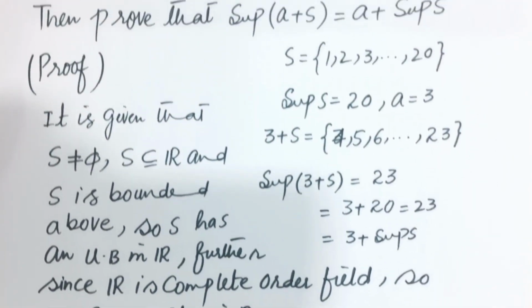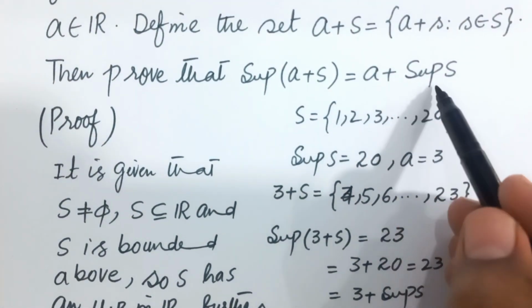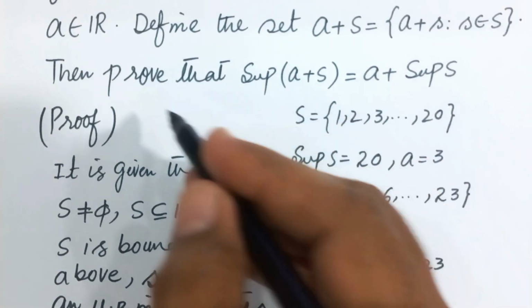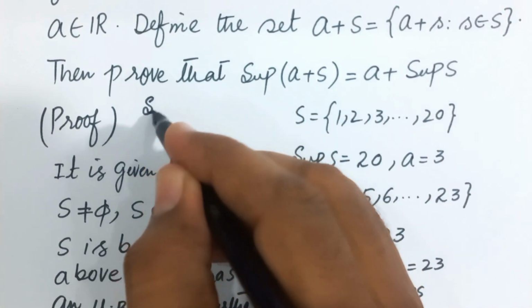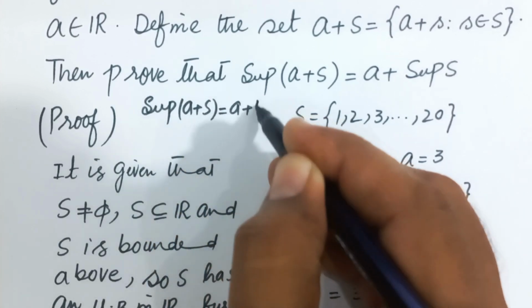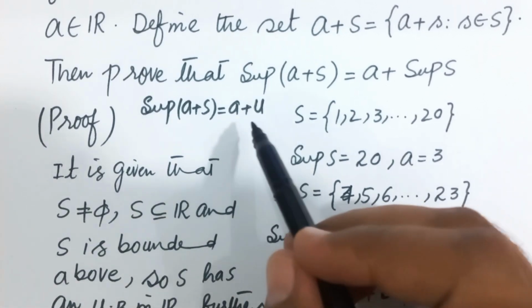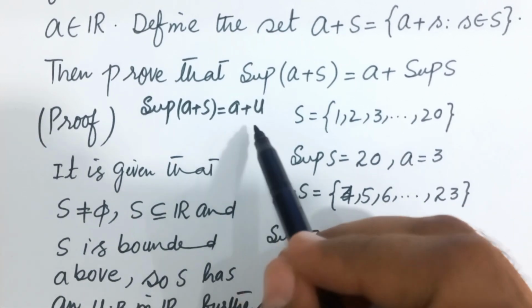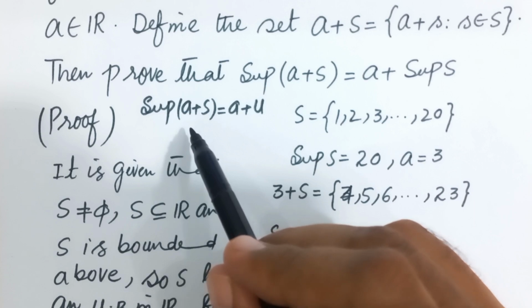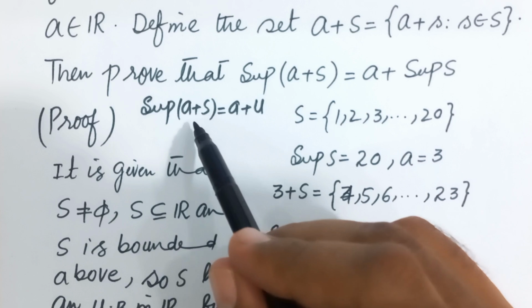But according to the requirement, we have to show that if we write supremum of S is equal to U, then this expression can be written as supremum of A plus S is equal to A plus U. What does this show? This shows that A plus U is the least upper bound of A plus S.